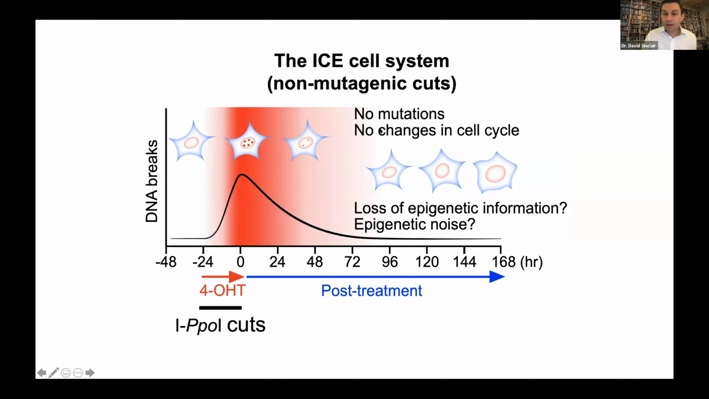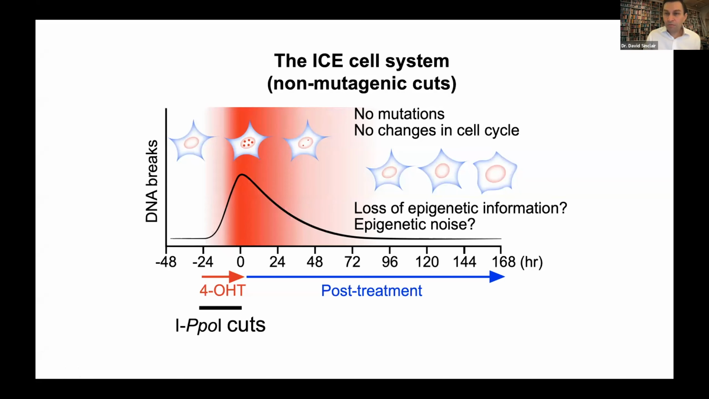And we can look at things like, do they have mutations? The answer is no. Changes in cell cycle? No, not during any of this process. And what about the epigenetic information? Does RNA-seq change? And do the contacts between areas within the nucleus change? And this is where Dovetail's technology has come in.